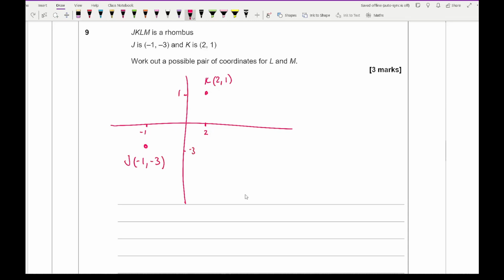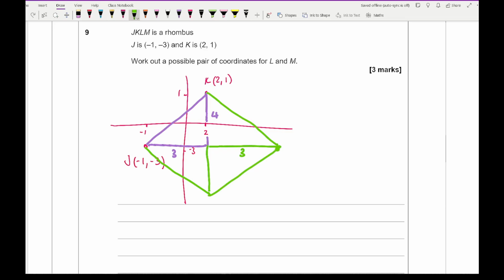Then looking at the triangle based on these two points, that triangle has got a height of 4, the difference between the y ordinates, and the difference between the x ordinates is 3. So if I'm drawing a rhombus, then I just repeat that triangle of 4, 3, and what I've then got is something that looks like this. Now this point here is going to be L and this point here is going to be M.